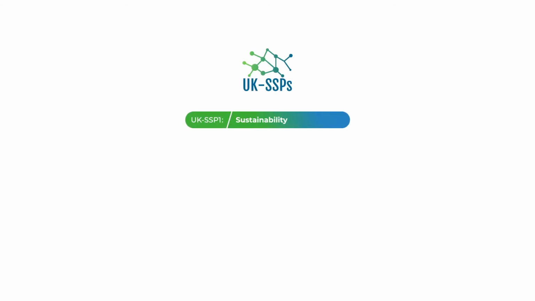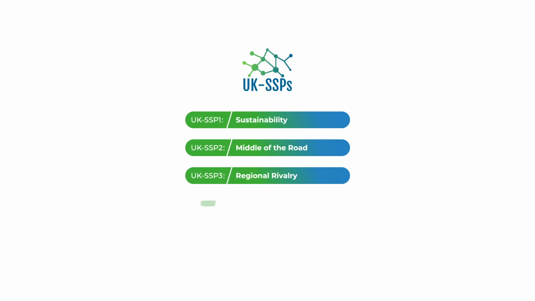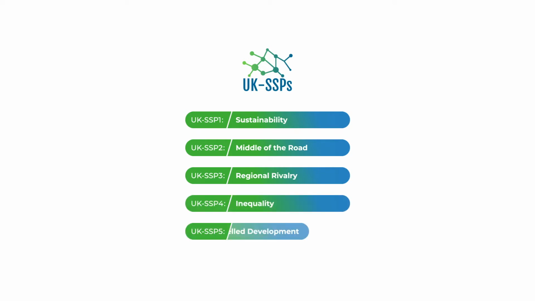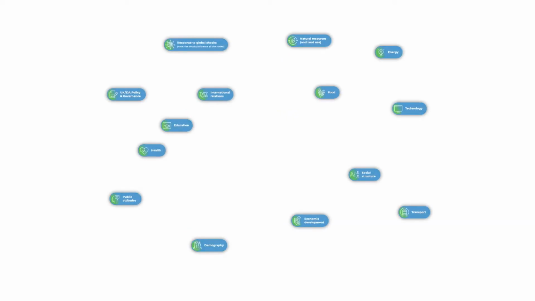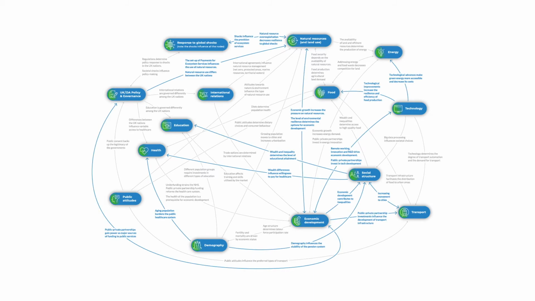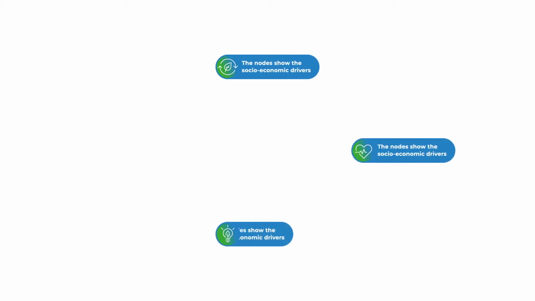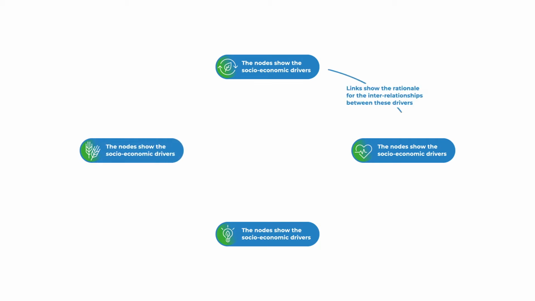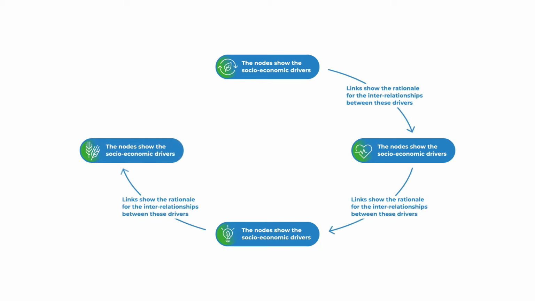System diagrams have been developed for each of the UK's shared socioeconomic pathways, referred to as UK-SSPs. The diagrams provide a graphical representation of the scenario storyline. The nodes show the socioeconomic drivers that are particularly important and uncertain for UK societal development this century, whilst the links show the rationale for the interrelationships between these drivers.